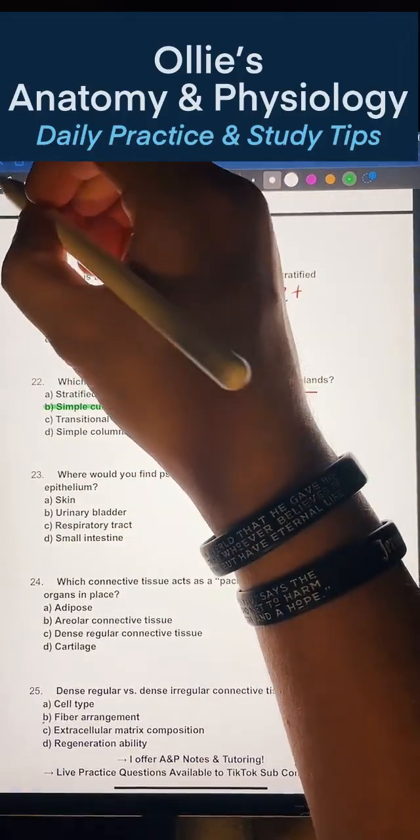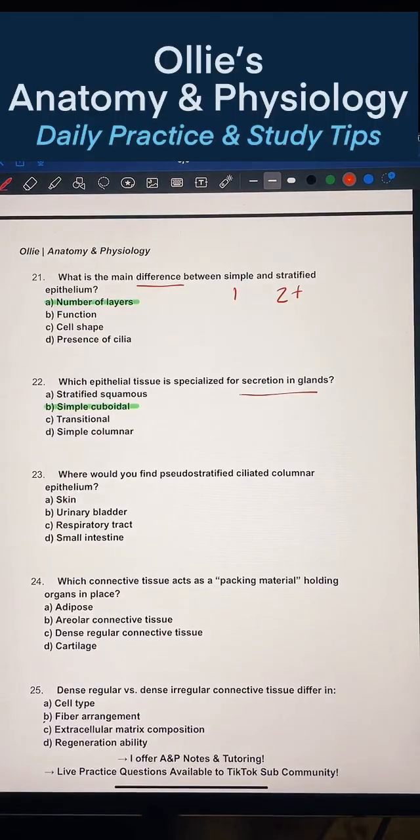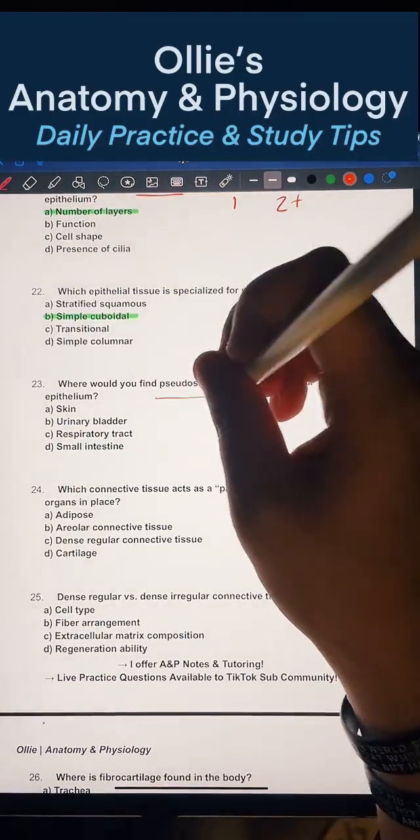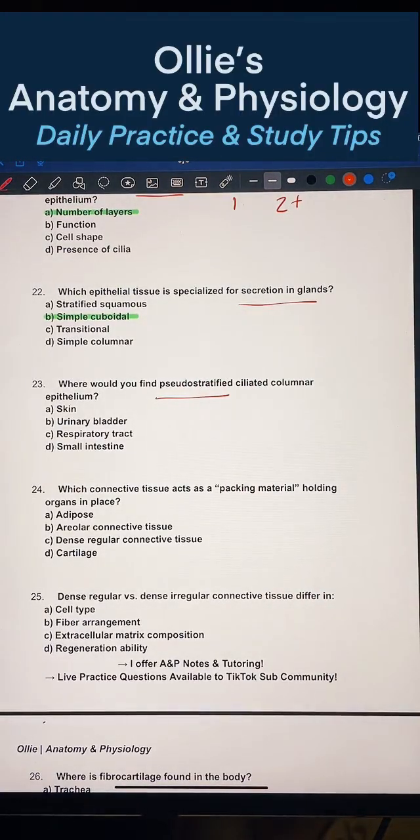The answer is B here. It's the simple cuboidal. Simple cuboidal is going to form ducts and secretory portions of your glands. Number 23, so like we mentioned, that falsely layered ciliated columnar epithelium, where is that going to be found? A, B, C, or D? Where do we find that tissue type?